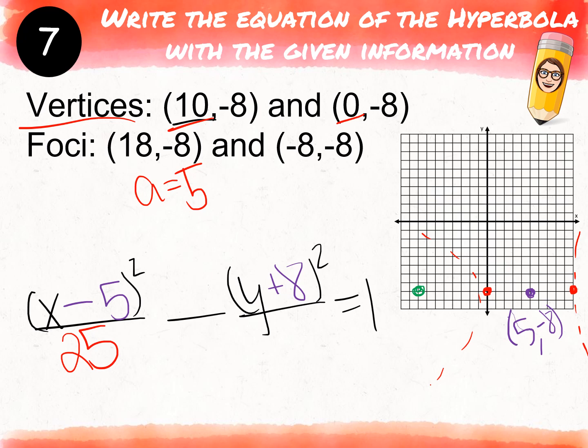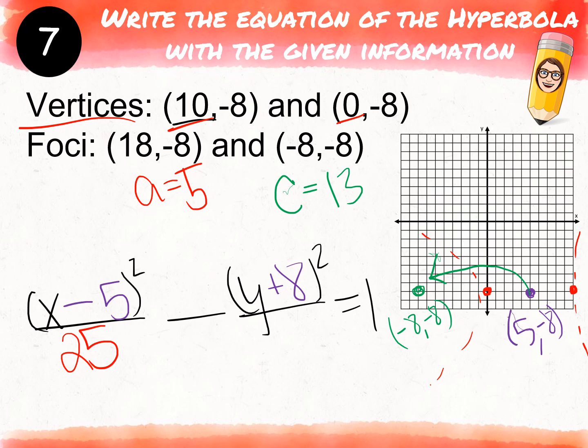Remember what our c value is? C is the distance from the center to the focus. If this is at negative 8, the distance from 5 to negative 8 is 13. Which means I'm going to have to do some calculating to find my b squared.